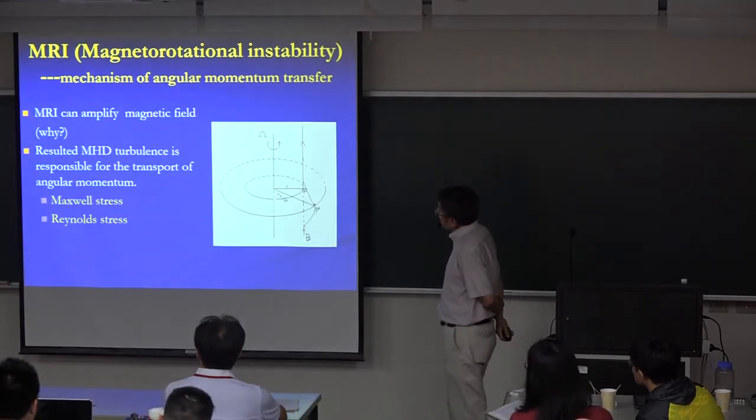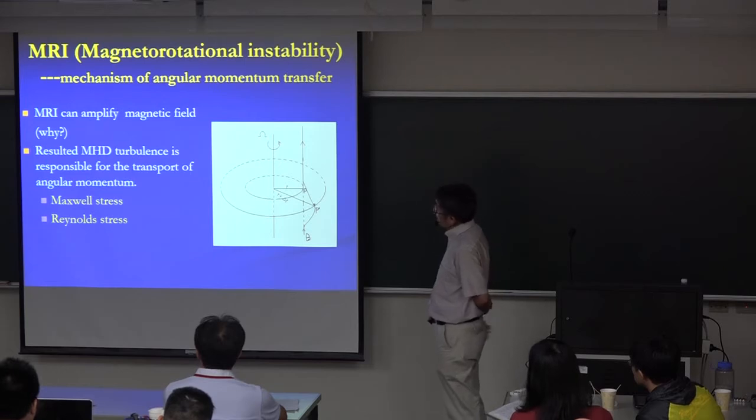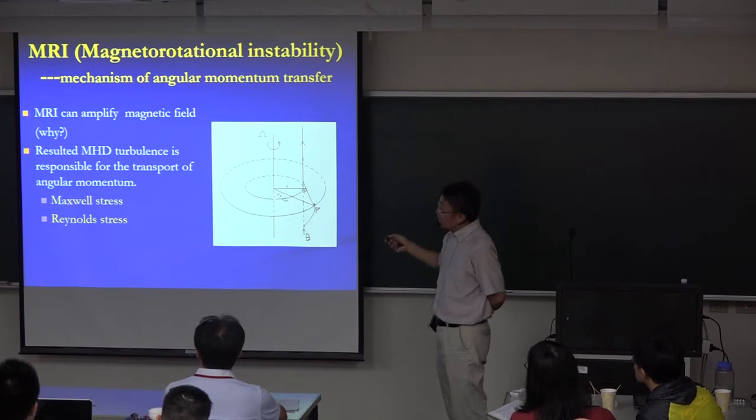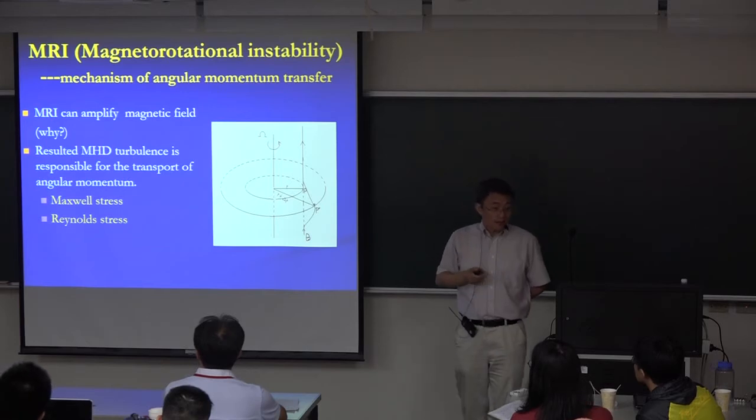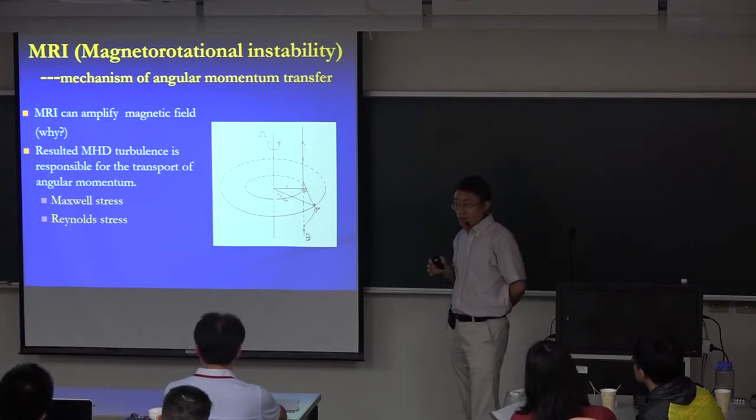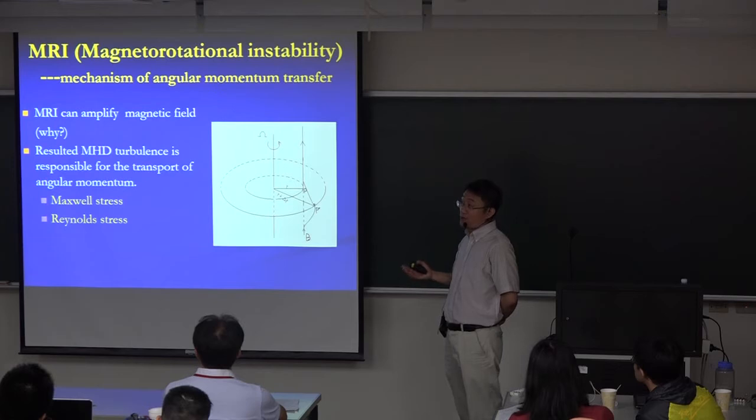So why do we have special interest in MRI? This is because it is now widely accepted that MRI is the mechanism of angular momentum transfer in an accretion disk. In other words, if there were no MRI, we would have no black hole accretion disk.